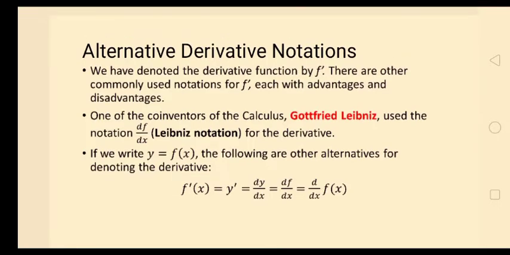So if we write y is equal to f of x, the following are alternatives for denoting the derivative. So f prime of x is equal to y prime, which can be written as the derivative of y with respect to x is equal to the derivative of f with respect to x. So that is equal to the derivative of f(x) with respect to x.